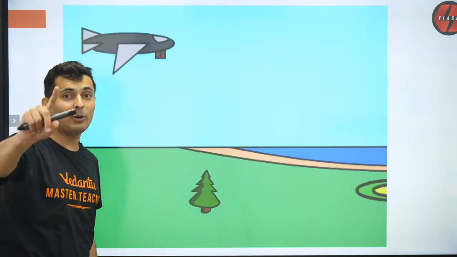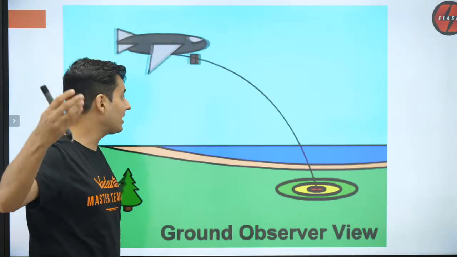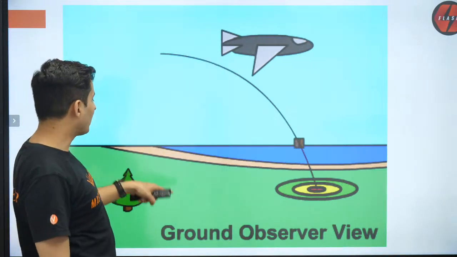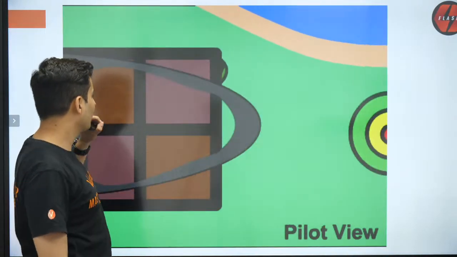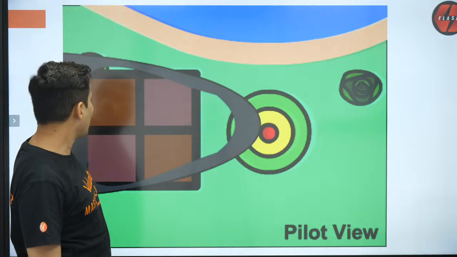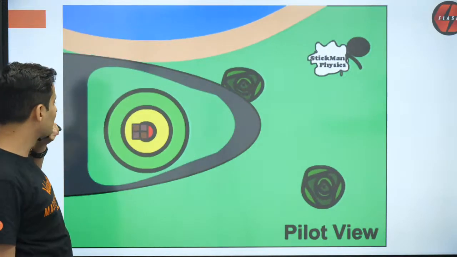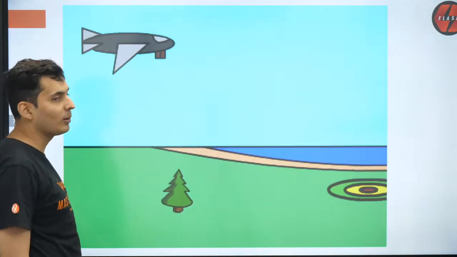So remember, frame of reference decides the type of motion. So from ground frame, it is projectile motion, oblique or horizontal. And from the plane's frame, it is just vertical free fall motion.